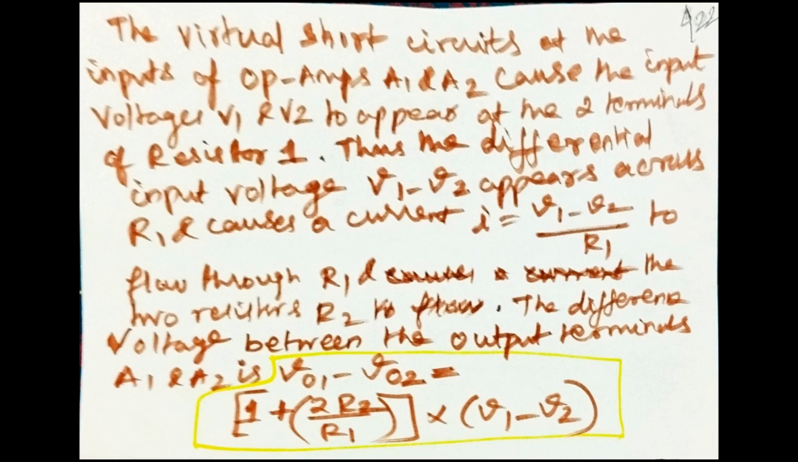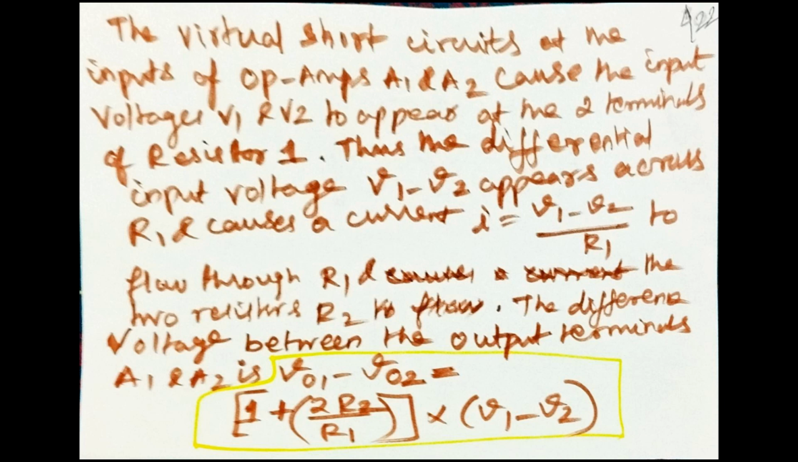In the instrumentation amplifier, the virtual short circuits at the input of op amps A1 and A2 cause the input voltages V1 and V2 to appear at the two terminals of resistor R1. Thus, the differential input voltage V1 minus V2 appears across R1 and causes a current I equal to (V1 minus V2) divided by R1 to flow through R1 and the two resistors R2.